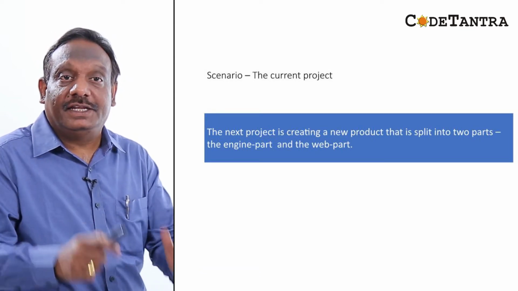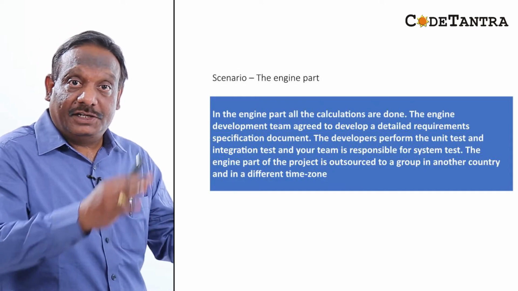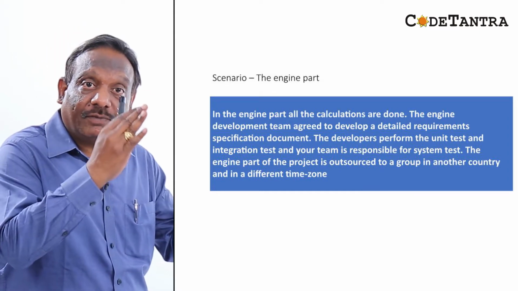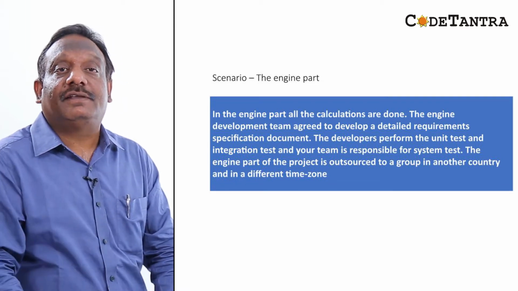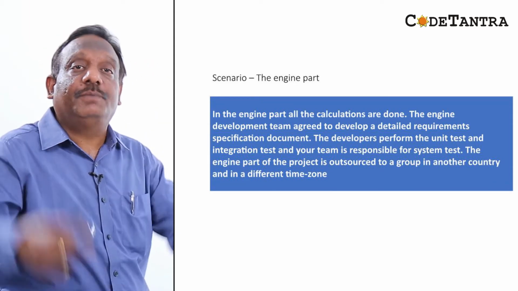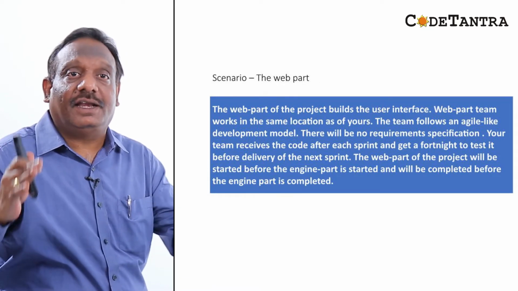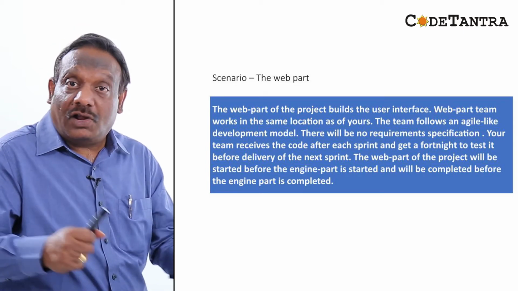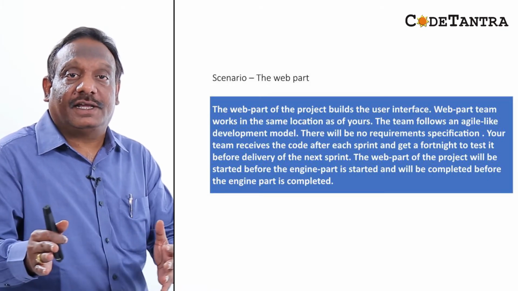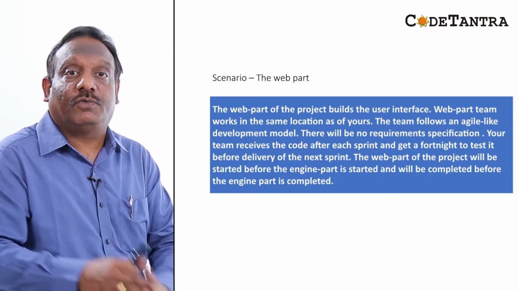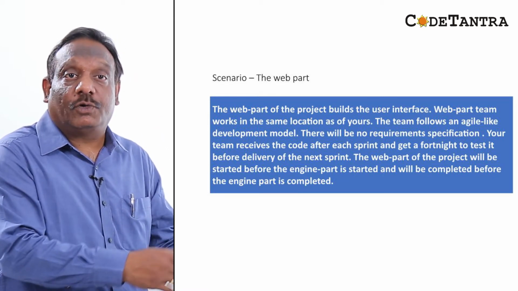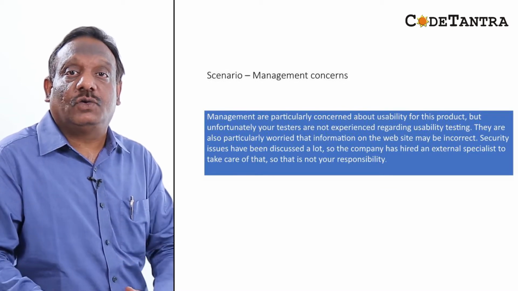We talked about those parts, the engine part and the web part. The engine part is being done by an outsourced team, and they will do a detailed specification document, and the developers will perform unit testing and integration testing, and your team is responsible for system test, and this is outsourced to a team in another country, in another time zone. And the web part, they are following an agile-like development process, and they will not make a detailed specification document, and they will start the project before the engine team does, and also they will complete the project before the engine team does. So that also has been told about this scenario. And we talked about management concerns. Usability is important, security is important.